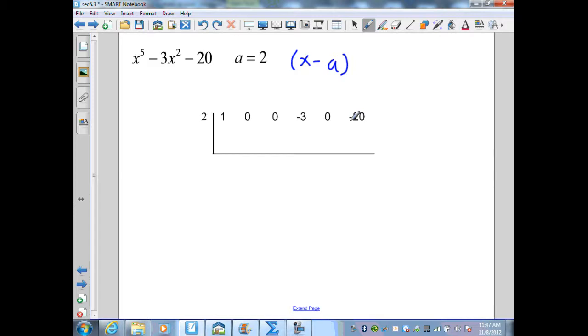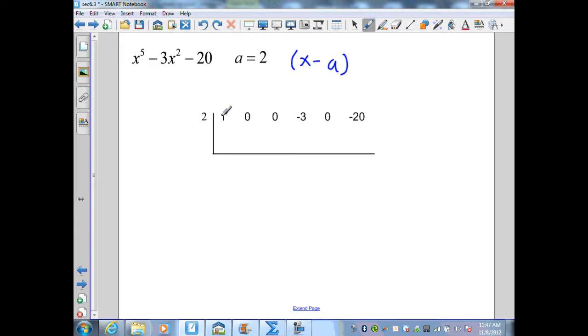Remember, we eliminate the exponent and the variables. Here I have 1 for my x to the 5th. I'm missing an x to the 4th, so I have 0, an x cubed, so I have 0. Here's my x squared, that's a negative 3. I'm missing my x, so I put in a placeholder for that, which is 0, and my negative 20.